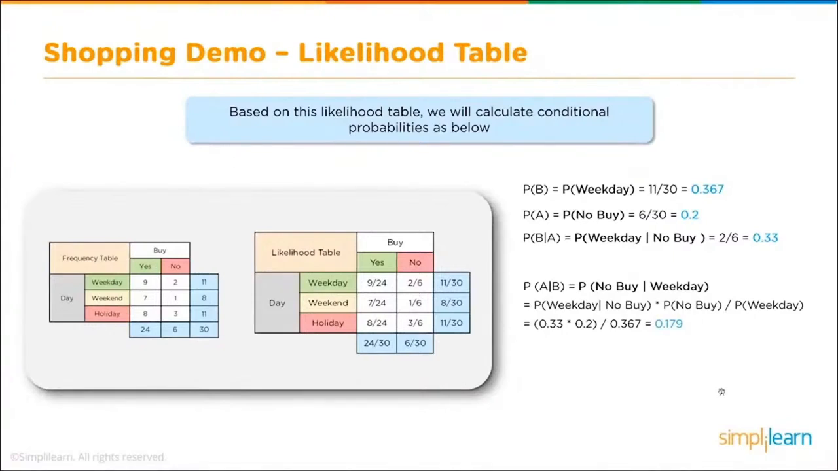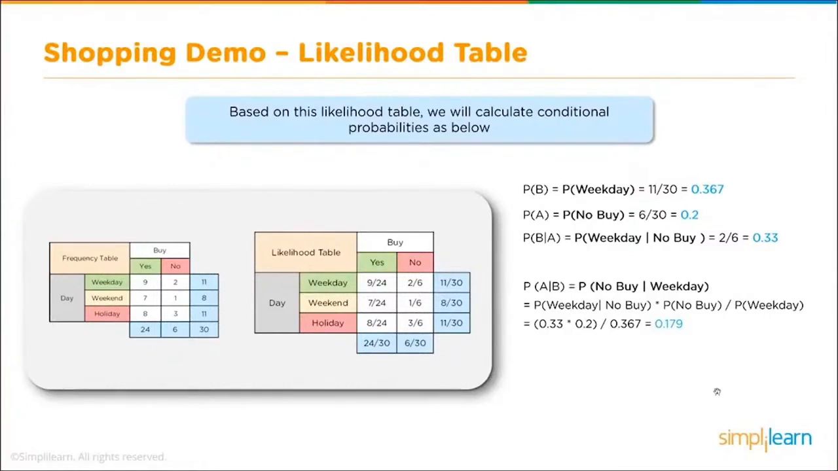So we could calculate it both off the table we created. We can also calculate this by the formula, and we get the 0.367, which equals 0.33 times 0.2 over 0.367, which equals 0.179, or roughly 17 to 18%. And that'd be the probability of no purchase done on the weekday.